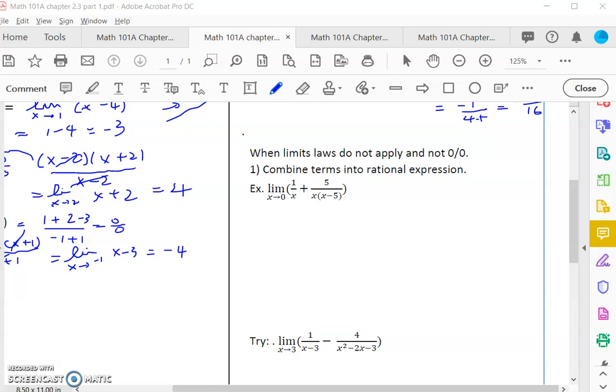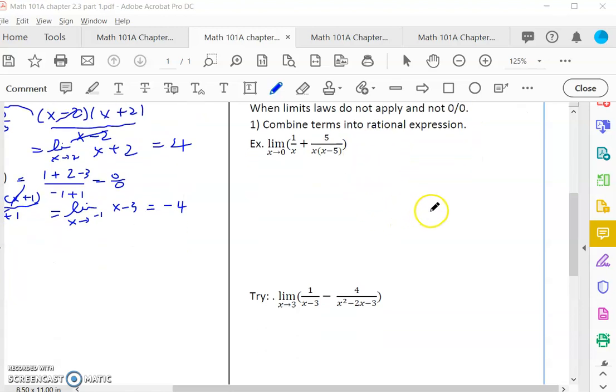Hello, this video is for chapter 2.3 part 2, dealing with calculating limits analytically when the substitution rule does not work because you have a denominator of 0, but at the same time it's not 0 over 0. It's not an indeterminate form. If it is 0 over 0, we know that we can cancel a factor or simplify a complex fraction to get on with the limit, but it is not 0 over 0.